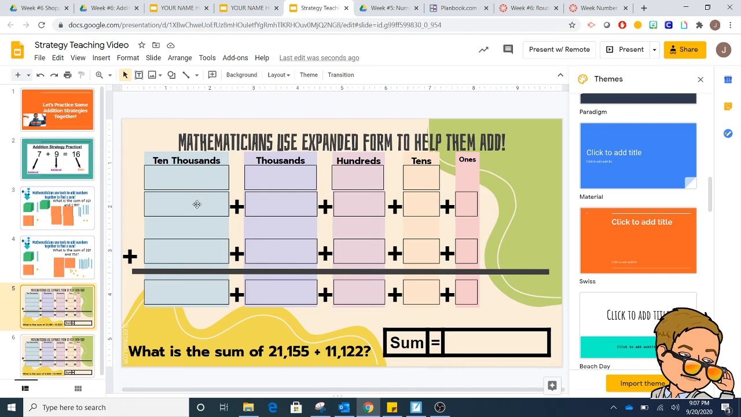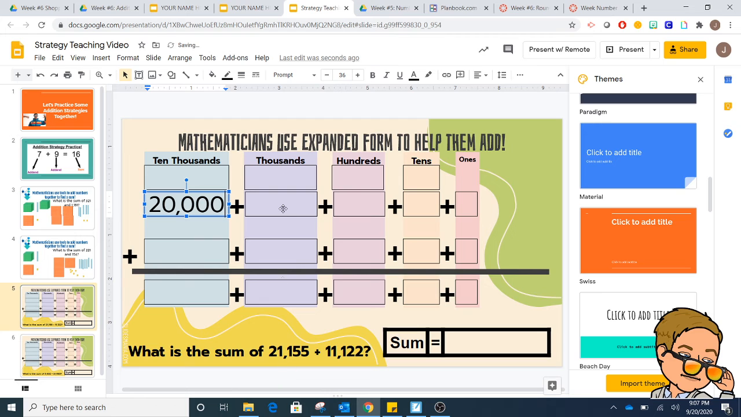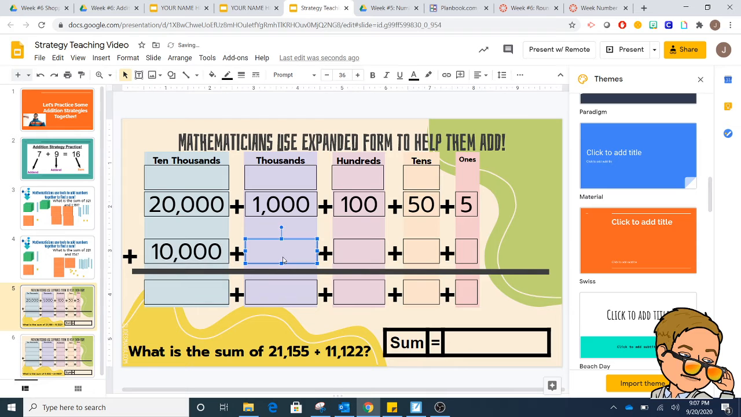So the 2 here is worth 20,000. The 1 is worth 1,000. The 1 here is worth 100. The 5 is worth 50. And the 5 ones is worth 5. I do the same thing for the second number. 10,000. 1,000. 100. 20. And 2. Now I'm going to add each of the place values together.